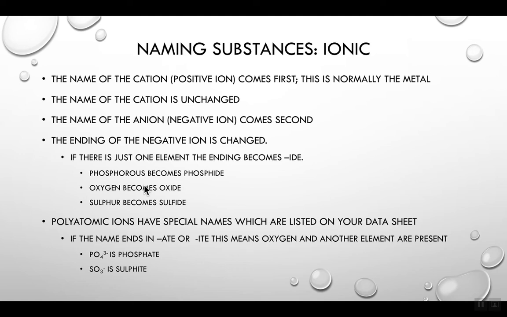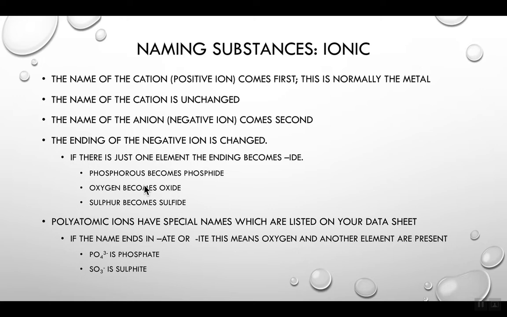So naming and writing formulas for ionic substances, there are a few rules to follow. Firstly, if we're naming an ionic substance, the cation, the positive ion, has to come first, which is almost always a metal. The name of the cation is unchanged, so if the metal lithium comes first, you just write lithium. The name of the anion, the negative ion, comes second, and we do change that.